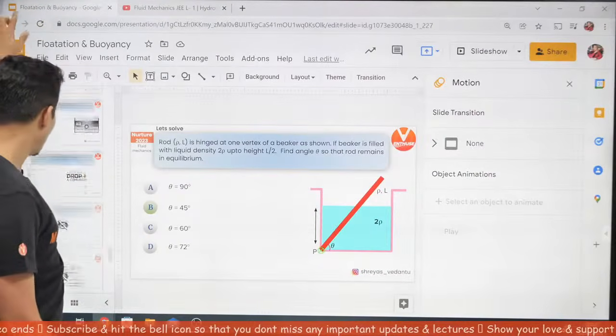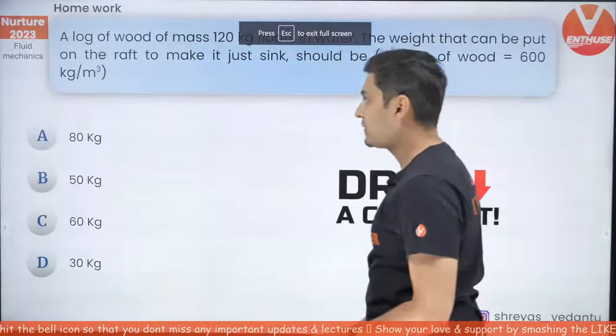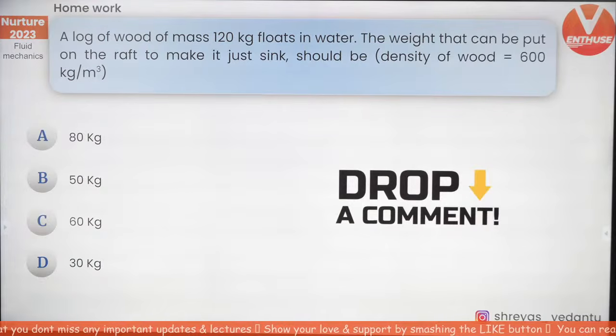Okay, so let me show you the homework questions which you have to solve. This is the first homework question. Put up the answer in the comment section below.